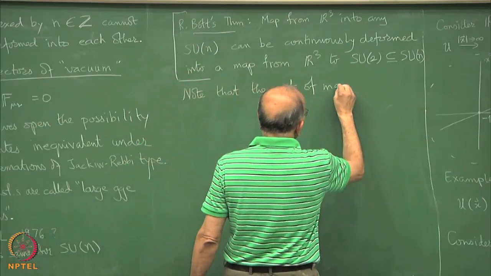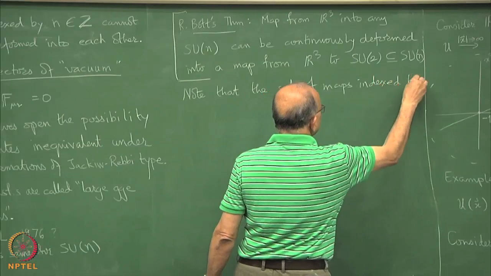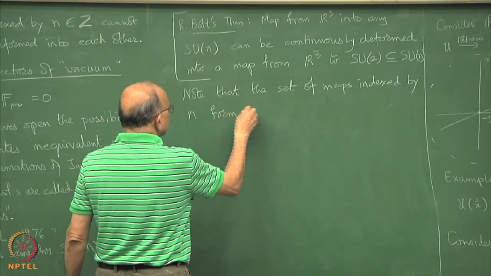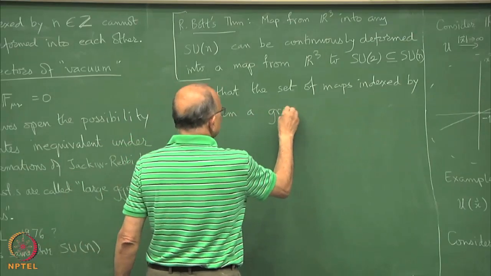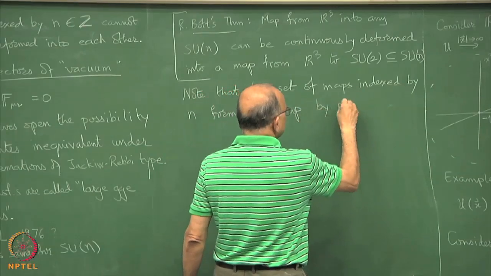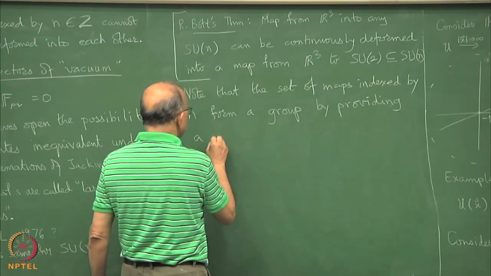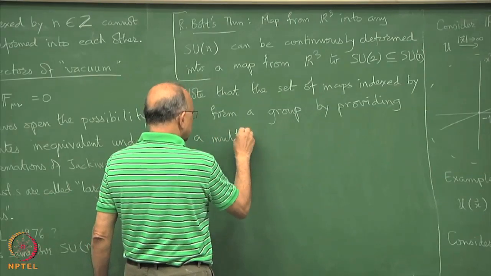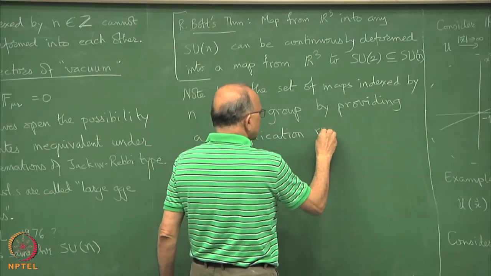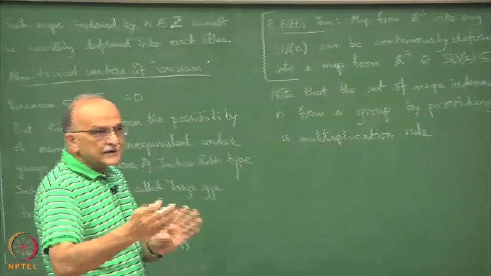Note that the set of maps indexed by n form a group by providing a multiplication rule. We will not go into detail, but you can guess what that rule is. You just continue into the next one. You compress the first one.